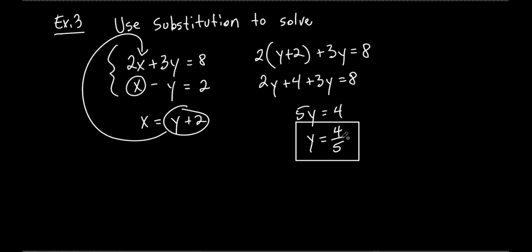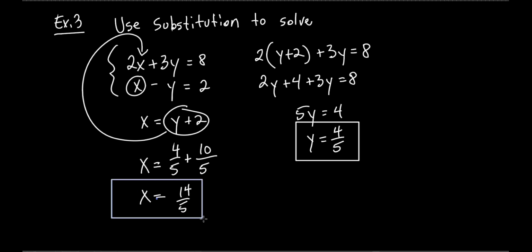And now what I can do is put this, I could put this into several different places. That y, I could put it in for this y if I wanted to, but really, do you want to put it in for that one? Absolutely not. You could, it'll work, but I wouldn't want to. Right here, you already got x by itself, don't you? So let's just put it in for this y right here. So x equals y, which is 4/5, plus 2 over 1, but I'm going to write it with a common denominator of 5. So what's that going to be? 10. And then I get what? 14 over 5. And that's what x is equal to. Put that in a box.